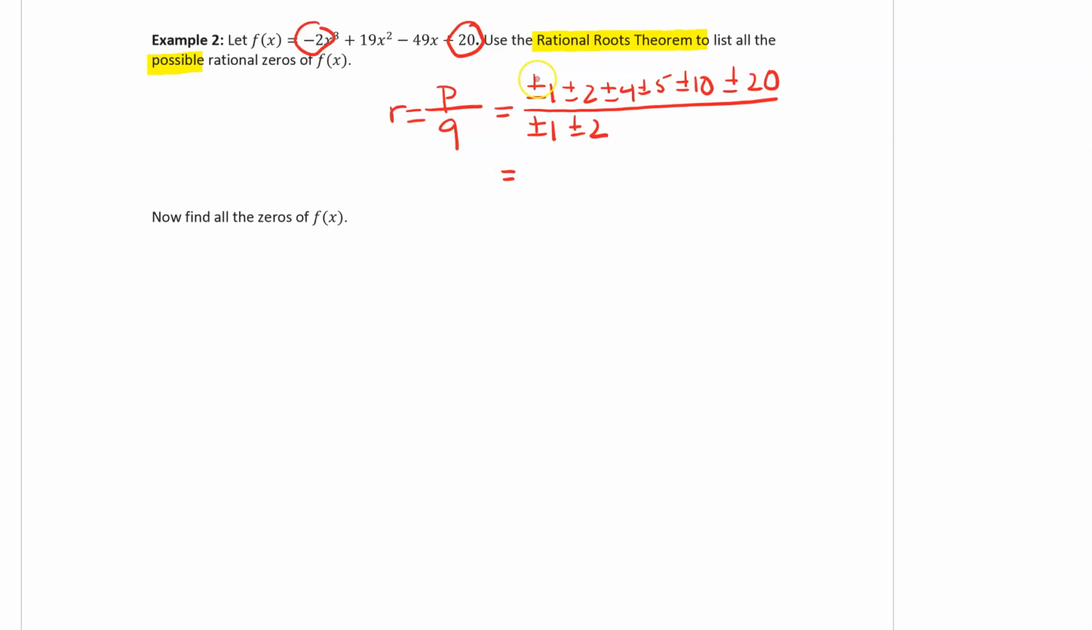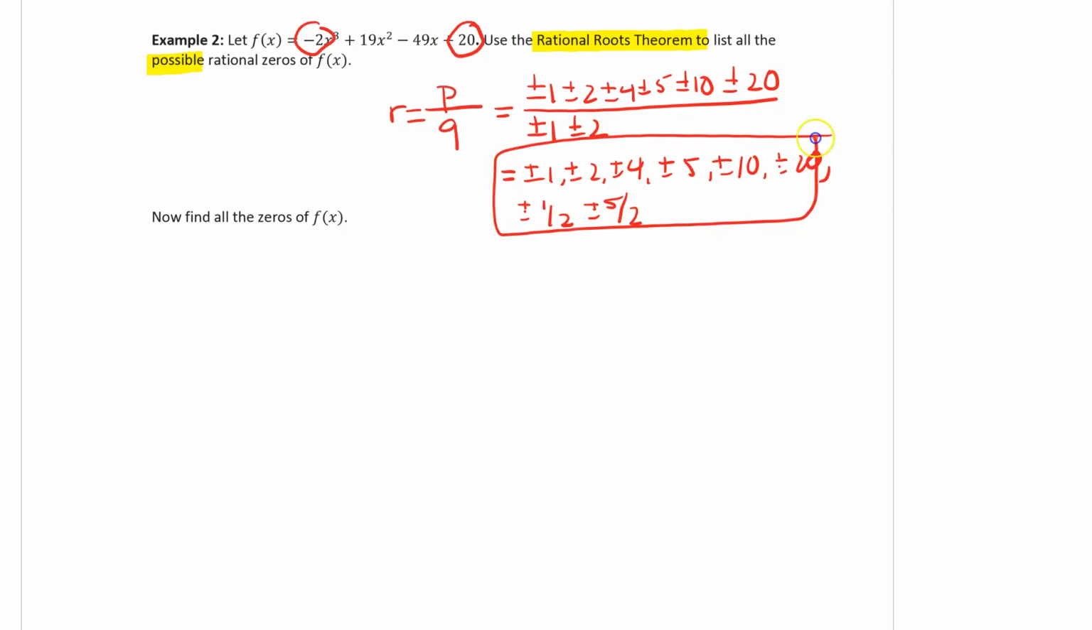And then I'm going to divide all those out. So I'm going to take everything on top, divide it by 1. So that would be 1, 2, 4, 5, 10, and 20. I'm going to take all those factors, divide it by 2, and so that would be 1/2. 2 over 2 is 1, and I already have it listed. 4 over 2 is 2, and I already have it listed. 5 over 2, 10 over 2 is 5, so I'm not going to write it again, and 20 over 2, which is 10, so I don't want to write that again. So this would be all my possible rational zeros.